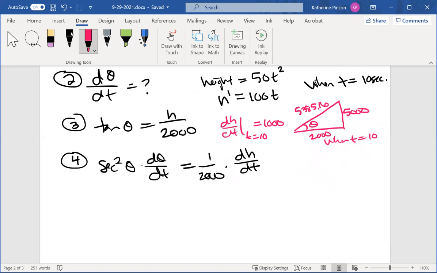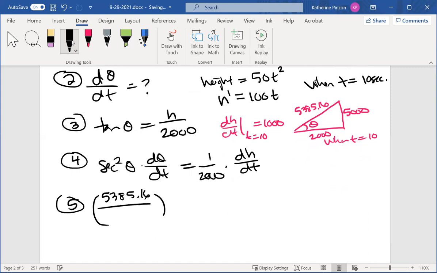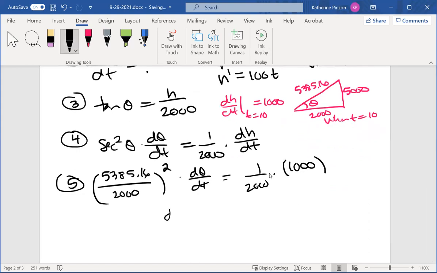Okay, let's plug in what we know now. Secant is hypotenuse over adjacent. So hypotenuse over adjacent squared times d theta dt is 1/2000 times dh dt, which I found here, 1,000. Okay, solve for me d theta dt.